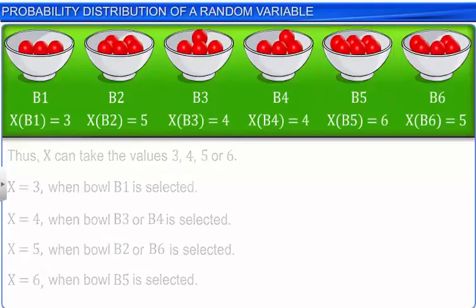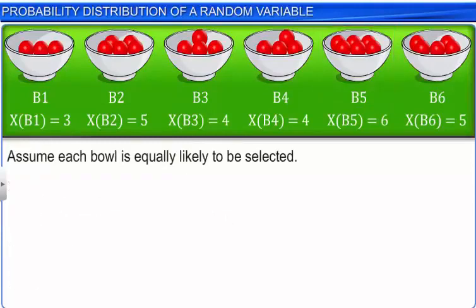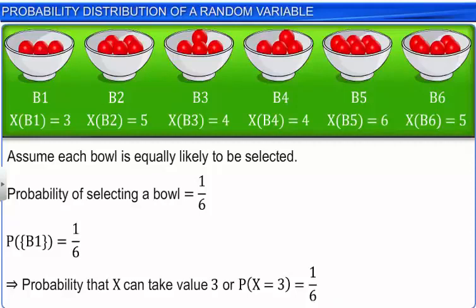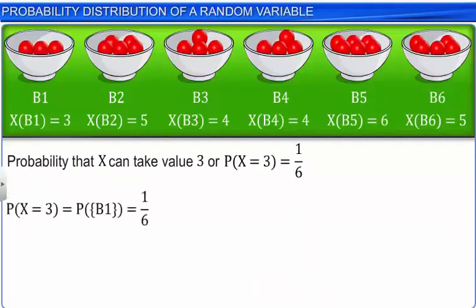If we assume that each bowl is equally likely to be selected, then the probability of selecting a bowl is 1/6. That means the probability that bowl B1 is selected is 1/6. Or the probability that X can take the value 3, or P of X equal to 3, is 1/6. The probability that X can take the value 3 is equal to the probability that a bowl with 3 marbles is selected, which is equal to 1/6.